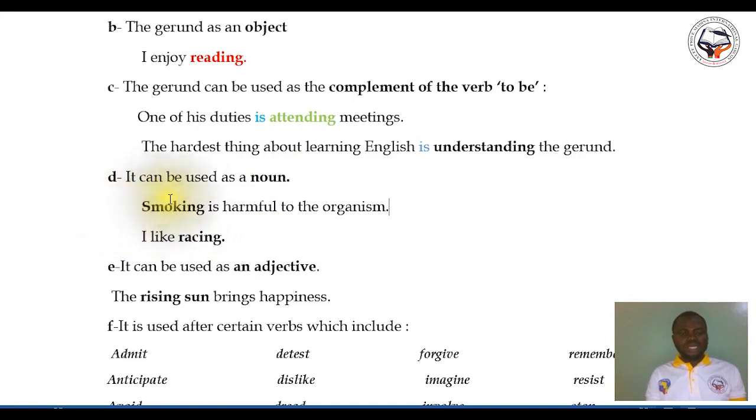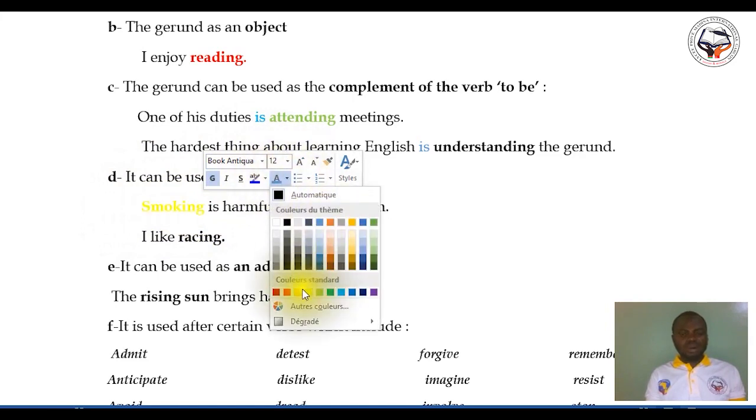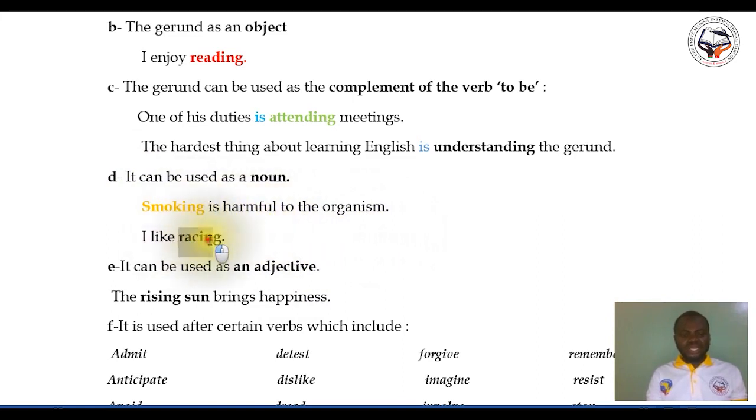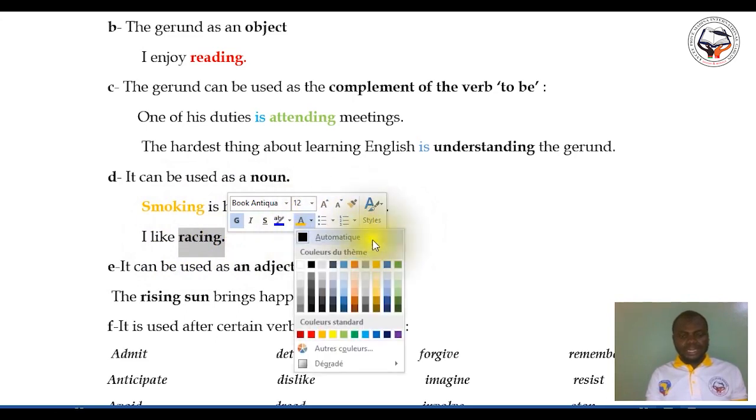Example, smoking is harmful to the organism. Meaning what? It is not good to smoke, because if you smoke, it will harm your organism. Okay? Smoking here represents a noun. Another example is that I like racing. Racing here is a noun.